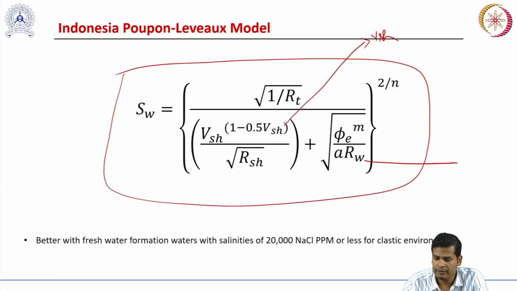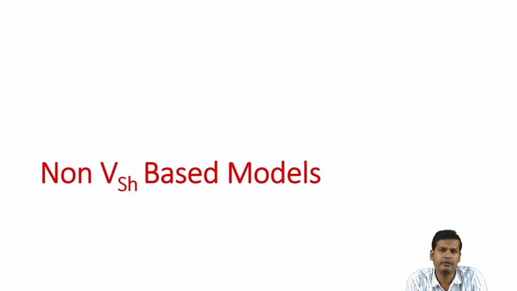If you notice, the porosity is effective porosity; this is not a total porosity model. We need the effective porosity of the reservoir to be used in this equation. Once again, the Indonesian equation is generally observed to work best in low salinity environments where salinity is up to 20,000 ppm for NaCl. Now, non-VSH based models are the models which can be used to calculate water saturation and do not require the input of salinity of the formation.